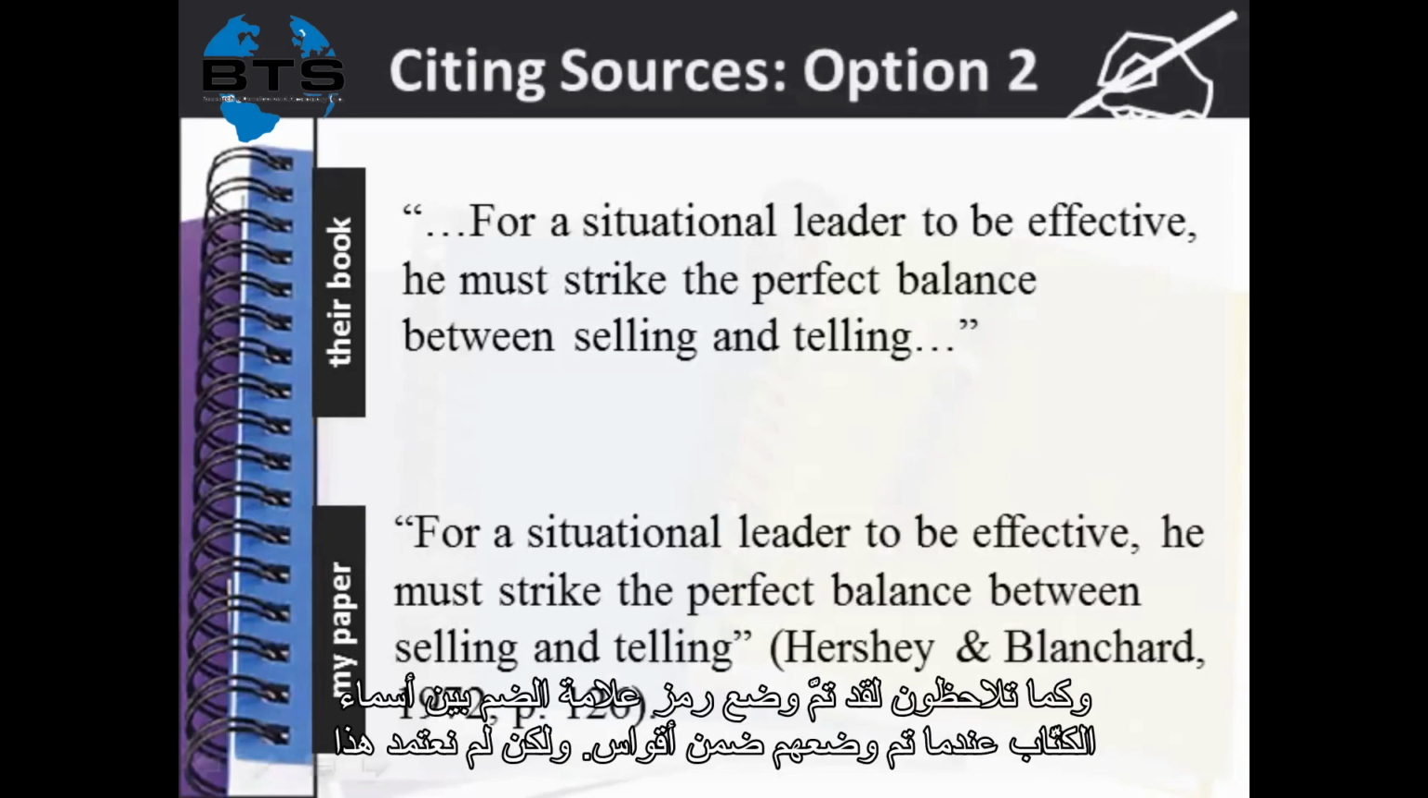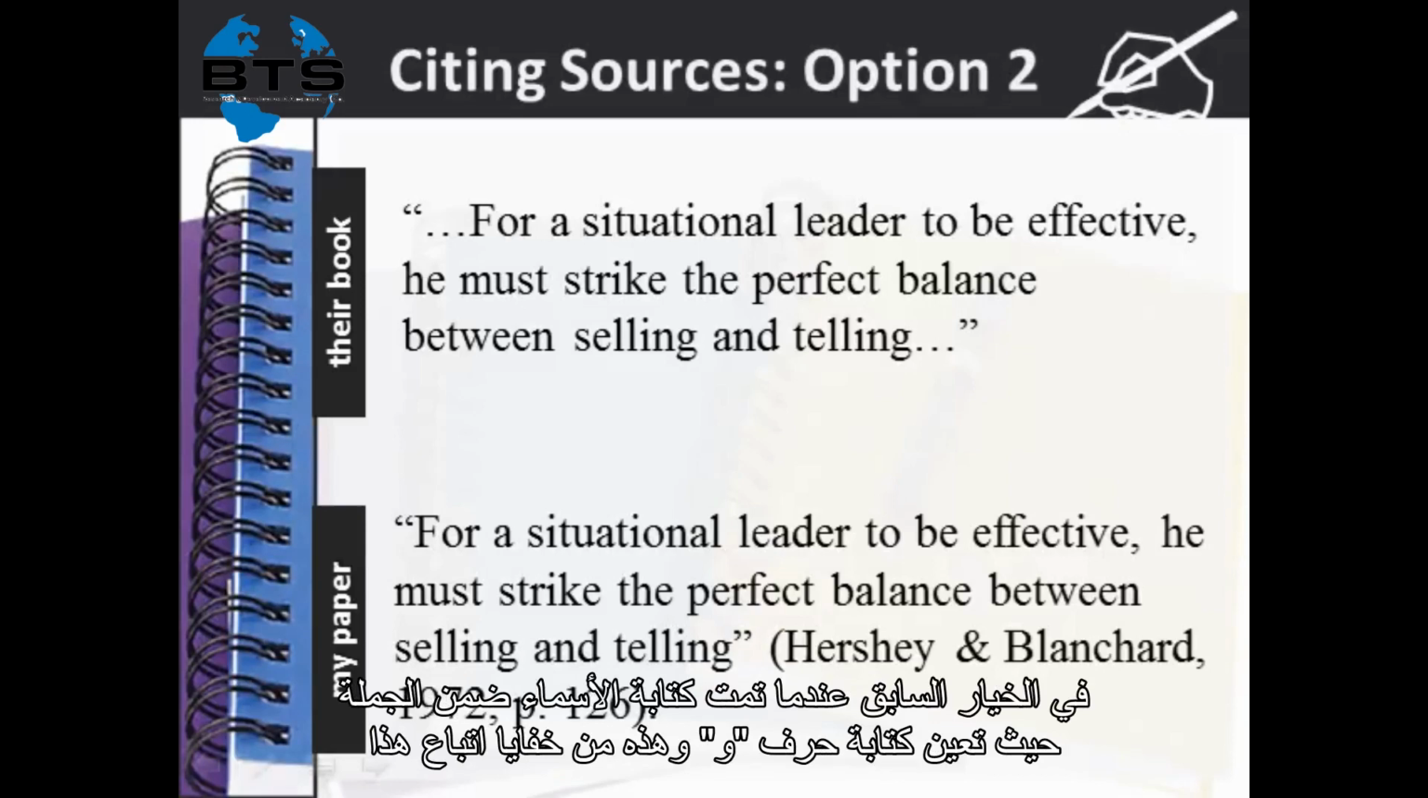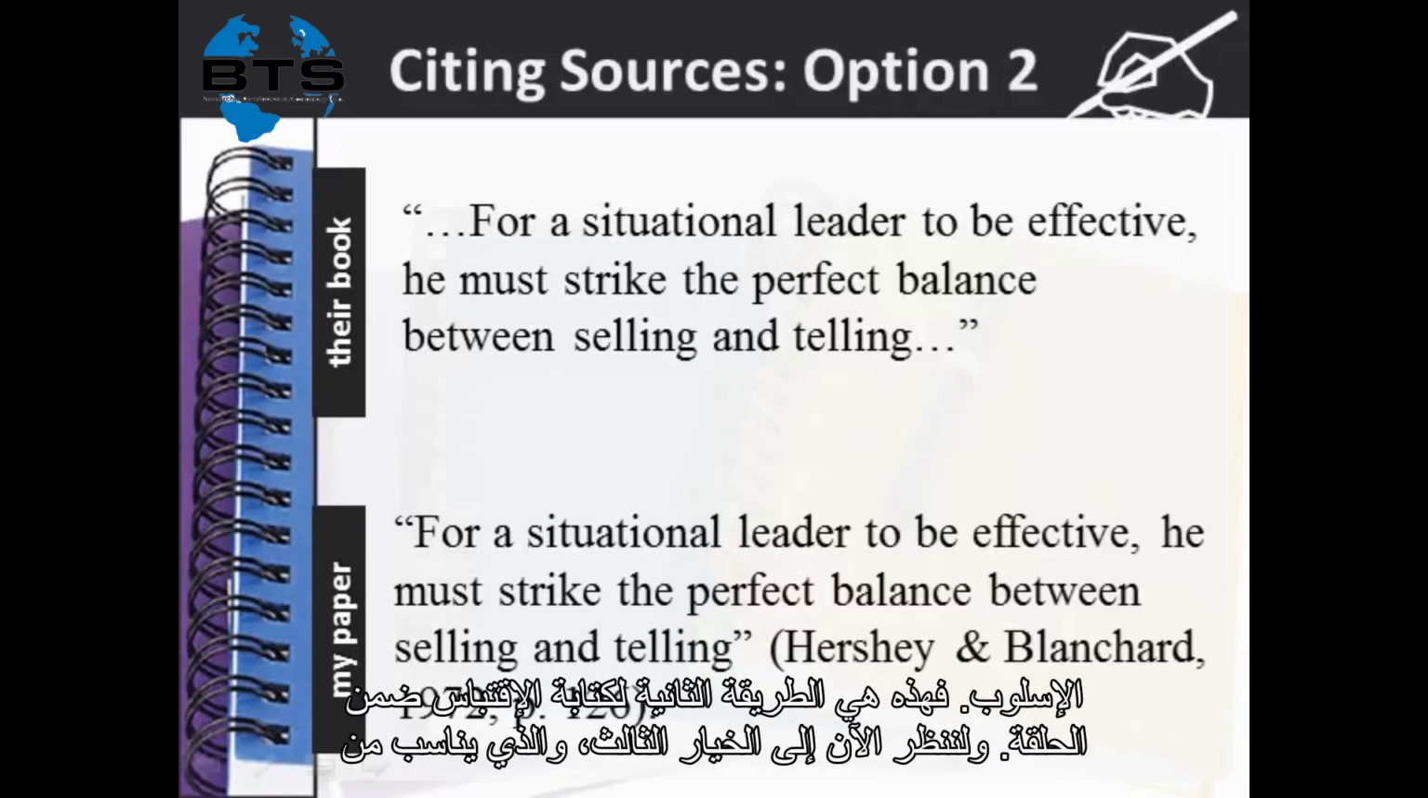Notice Hershey and Blanchard has the ampersand when it's used in parentheses, but in my earlier example, when I was simply writing it in the text as part of my sentence, I do spell out the word and. A little quirky rule about APA there. But this is a second way to incorporate that phrase into my paper.